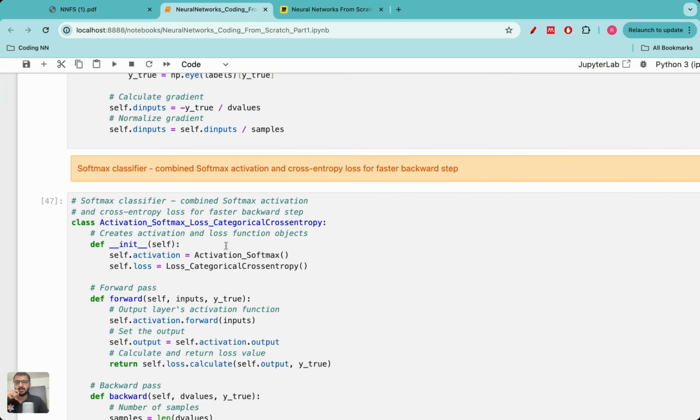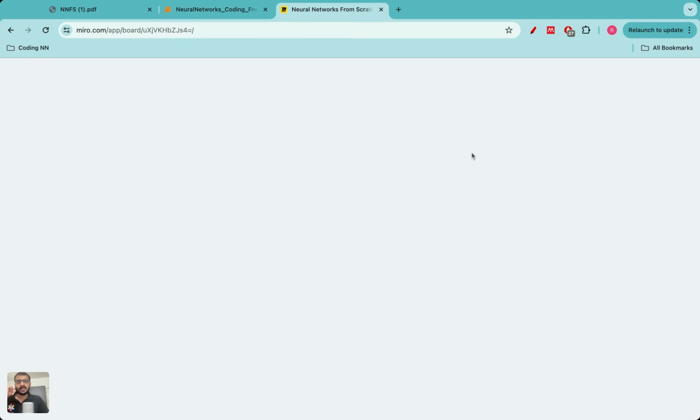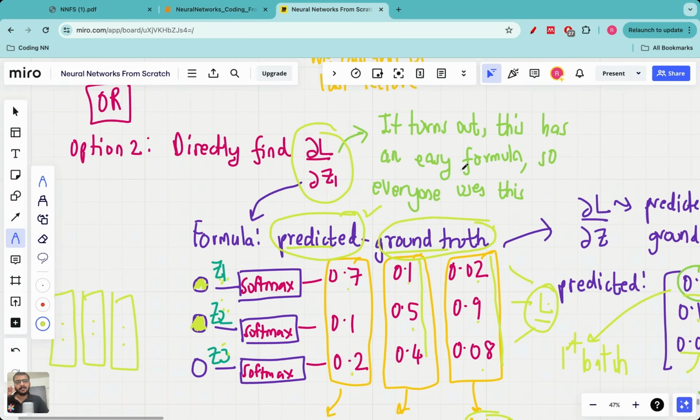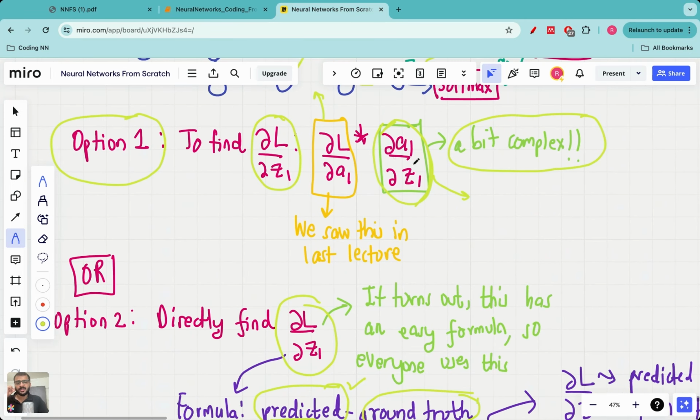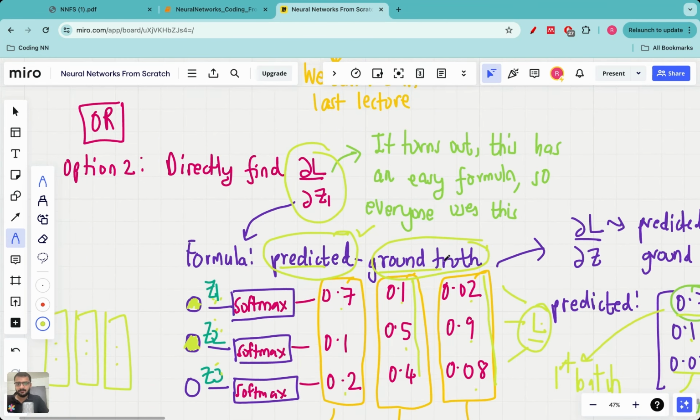Okay, so I'm just going to zoom in a bit here to show you the different details. I have titled this section as softmax classifier, combined softmax activation, and cross entropy loss for a faster backward step. It turns out that if you multiply these two operations and calculate both of them separately, mathematically it takes a lot more time rather than just using a simple formula. So that's another reason why in practice we use this formula, predicted minus the ground truth.